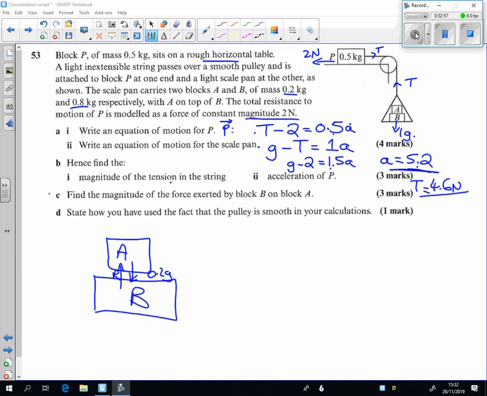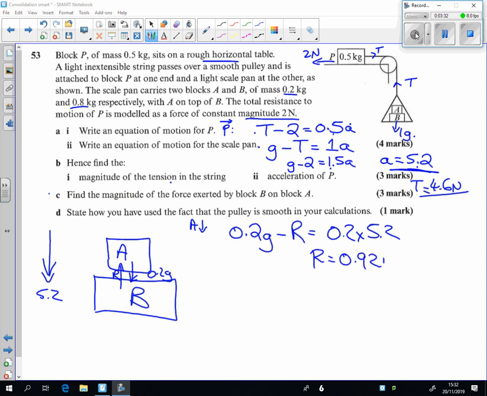And what's happening to A? Well, we now know A is moving downwards with an acceleration of 5.2 meters per second squared because we had that earlier on. There's nothing else stopping A. And so the forces on A going downwards are 0.2 g minus the reaction force from there equals the mass times by the acceleration. And working that out, we can then find out that that R value there must be 0.92 newtons.